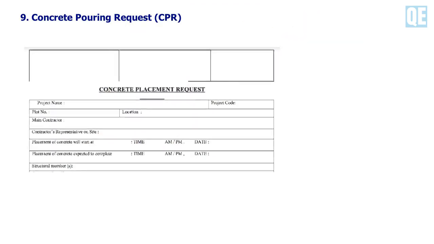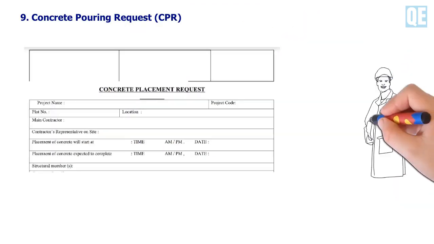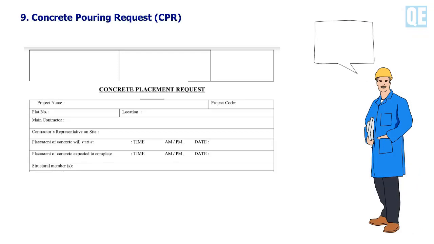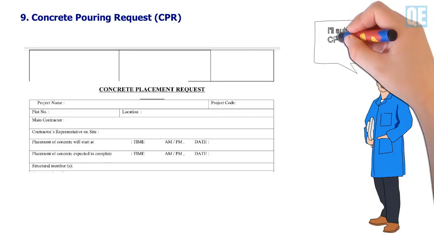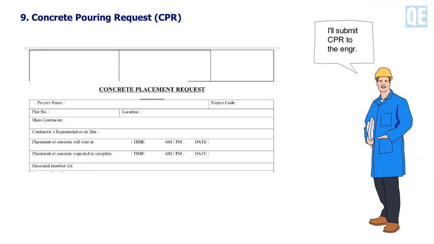9. Concrete pouring request. This form will use to request pouring concrete. It shall be sent to the engineer or consultant 1 day or 24 hours before the time of pouring.